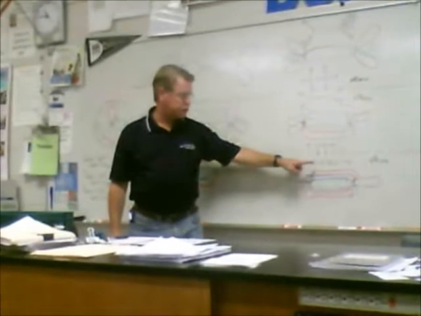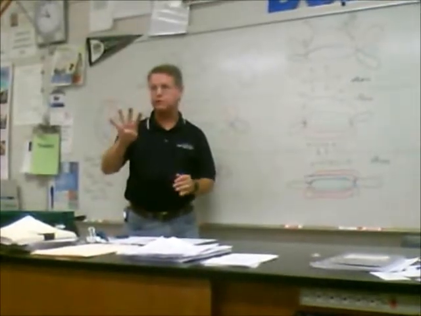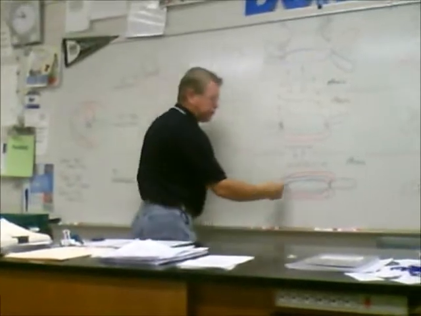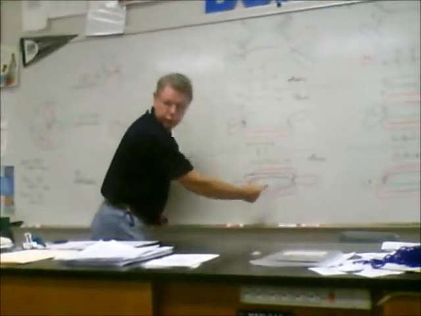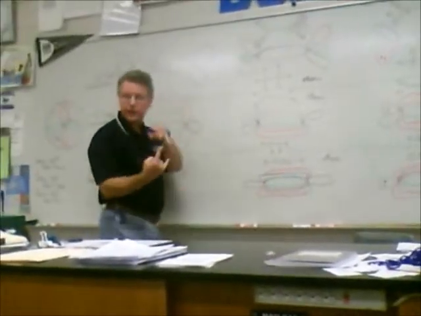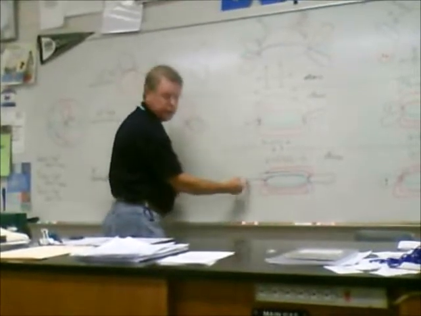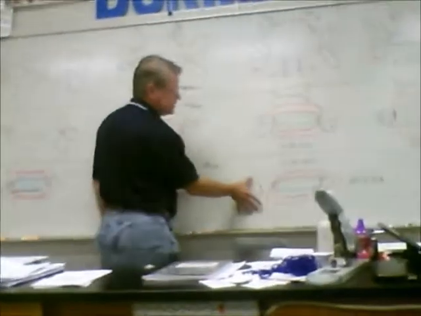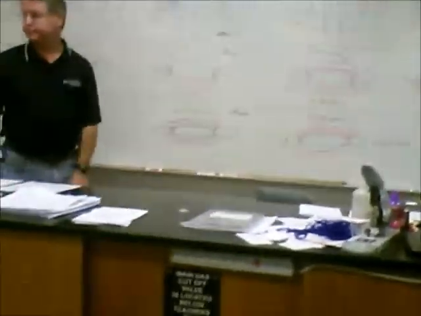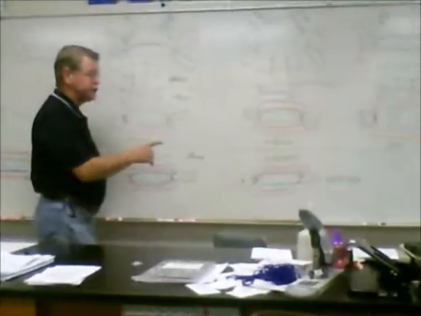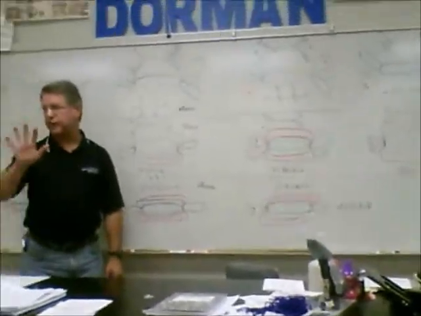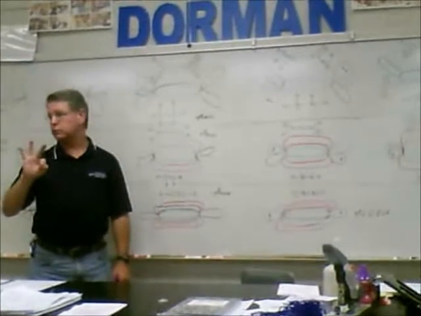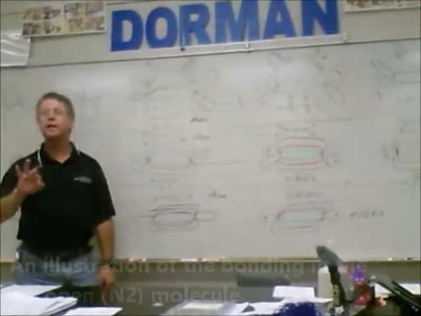So this carbon has 4 electrons. It needs 4 bonds to finish its valence level. So I've got 3 bonds in between the 2 carbons, 1 sigma and 2 pi. So I need 1 more bond out here on each carbon to fill it out. Okay? Now this is a nitrogen molecule, and nitrogen came to the molecule with 5 valence electrons. So it only needs 3 bonds total. So when it does a triple bond, it's done.